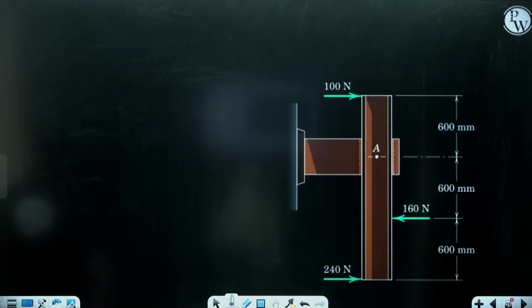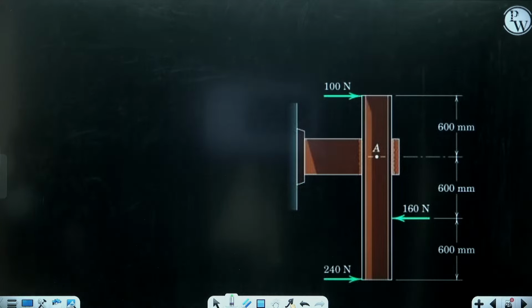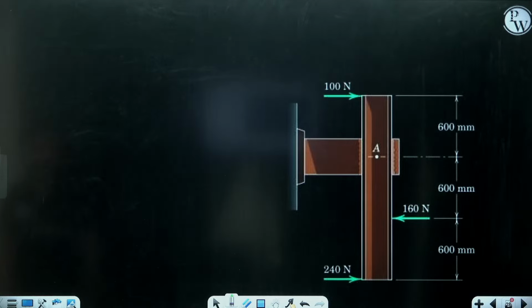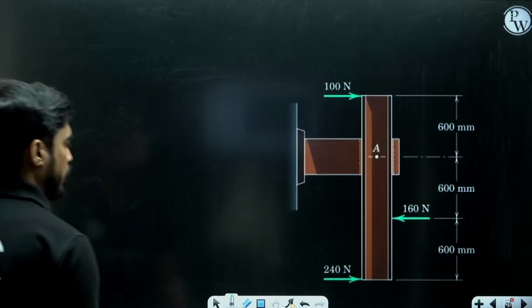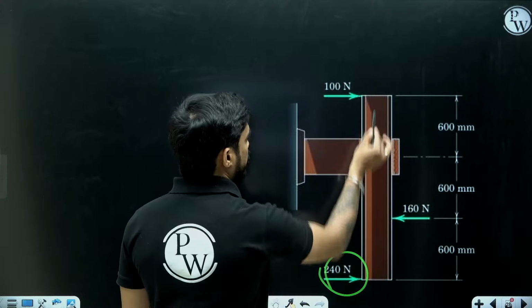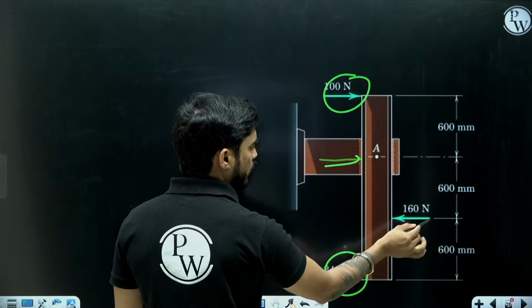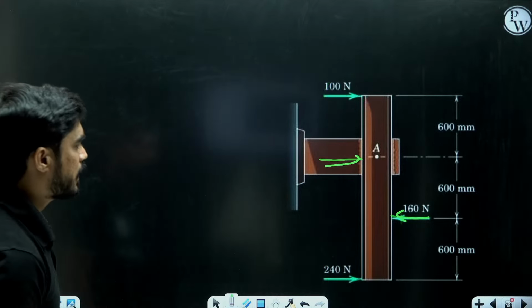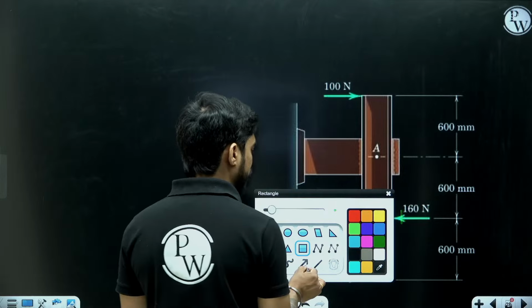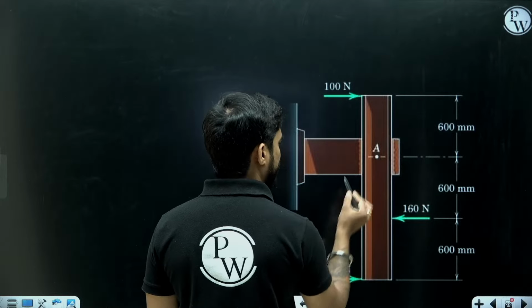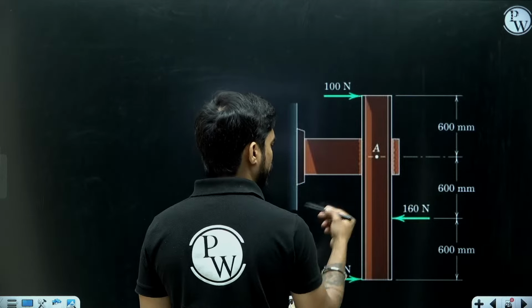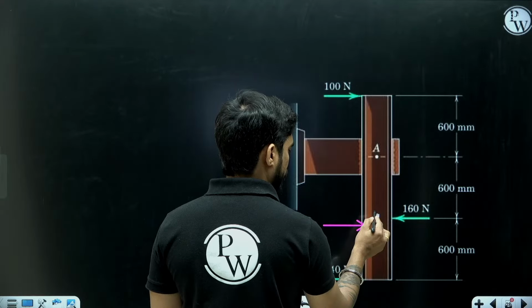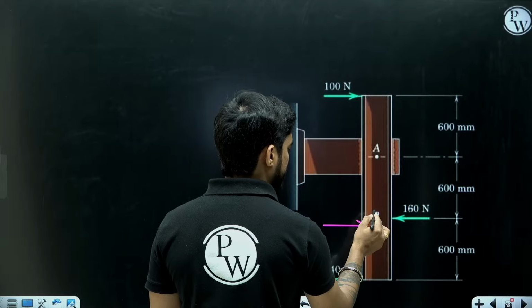So what we need to do first? First we need to find the resultant force. Now you can see that 100 Newton and 240 Newton are acting on the right side and only 160 Newton is acting on the left side. So the resultant force must be acting on the right side only. I don't know whether it will act above A or below A, so I will just assume. I am just assuming that it is acting below A.